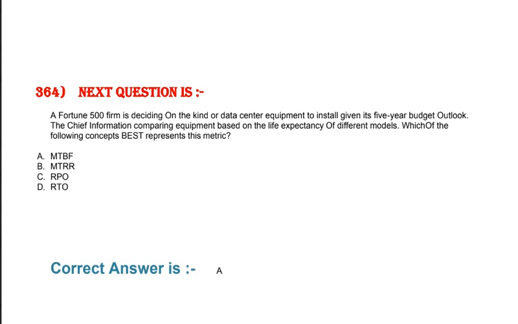Question is, a Fortune 500 firm is deciding on the kind of data center equipment to install given its 5-year budget outlook. The chief information officer is comparing equipment based on the life expectancy of different models. Which of the following concepts best represents this metric? Option A, MTBF. Option B, MTTR. Option C, RPO. Option D, RTO. Correct answer is option A.